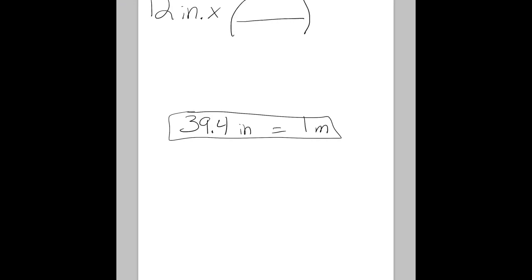Now, I know that this sounds kind of scary and looks kind of scary because fractions are not always very fun. But don't freak out. Really, the only thing that the fraction is doing is helping us figure out if we're going to multiply or divide by this 39.4. Okay? That's really all it's doing.